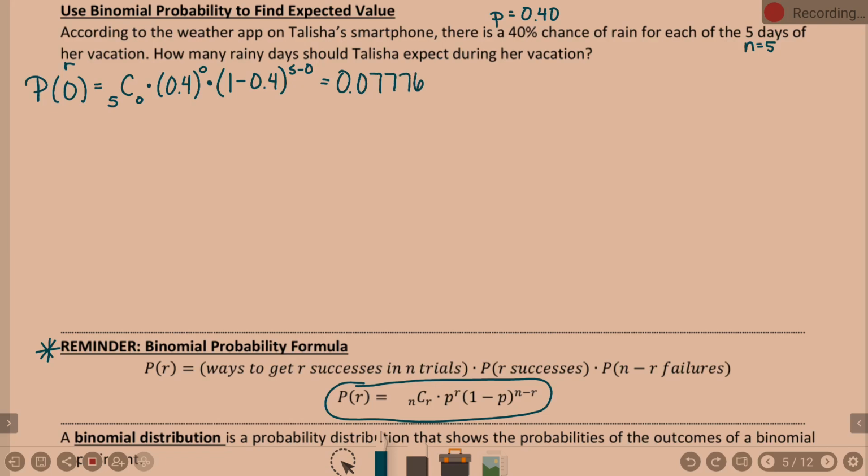0.07776. Now, I am keeping that whole value. Don't round. Okay. Continue. Now we're doing the probability of 1. 5C1.